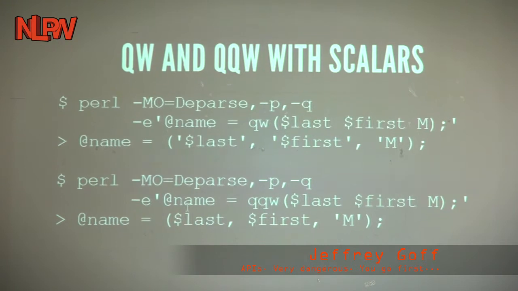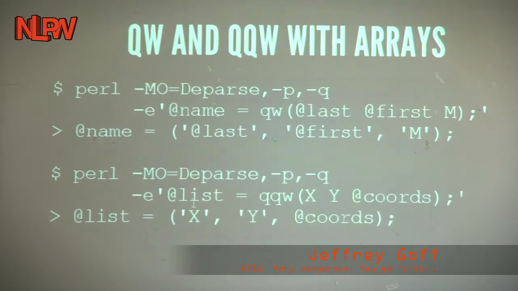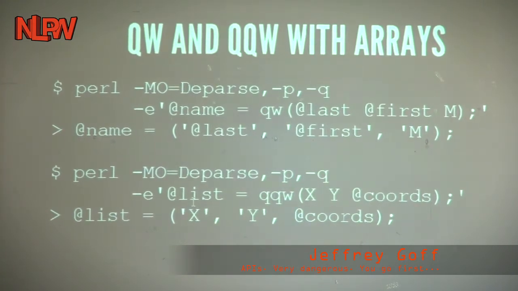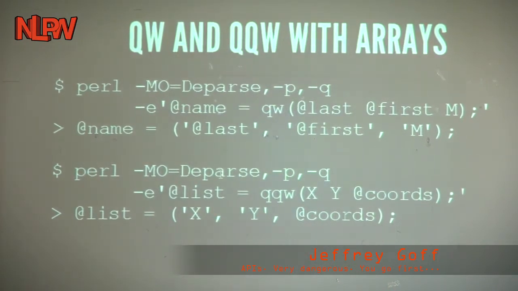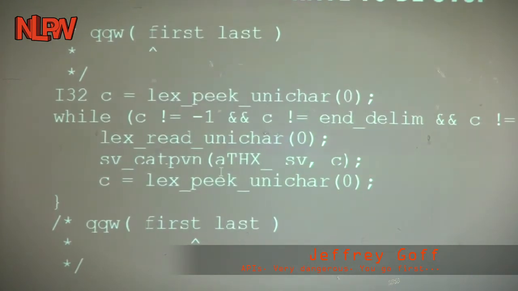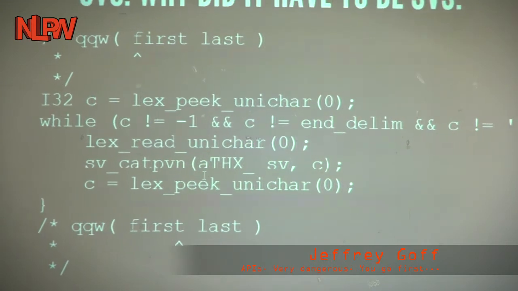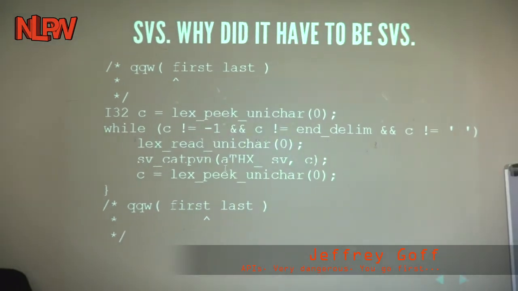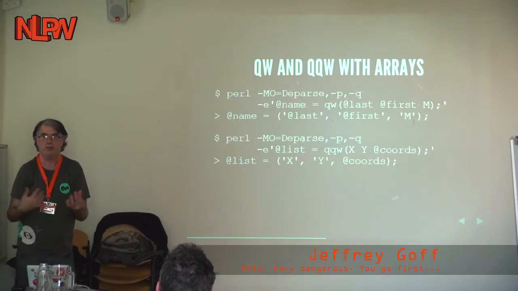And next slide, again, a little bit of a repeat here before we get into the really good stuff. This shows operating on arrays, and again, the dash P and dash Q flags are needed for the parens and quotes. And this time, this and this are the same now. So, does everyone have a good feel for how it will eventually behave? Just a fairly quick synopsis of how the QW operator will work.